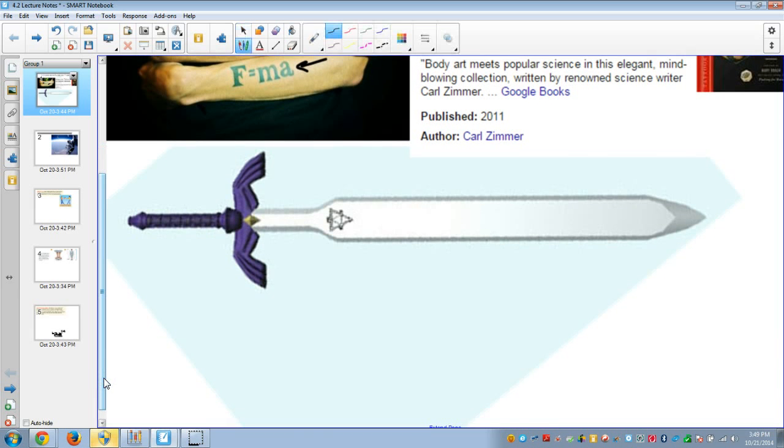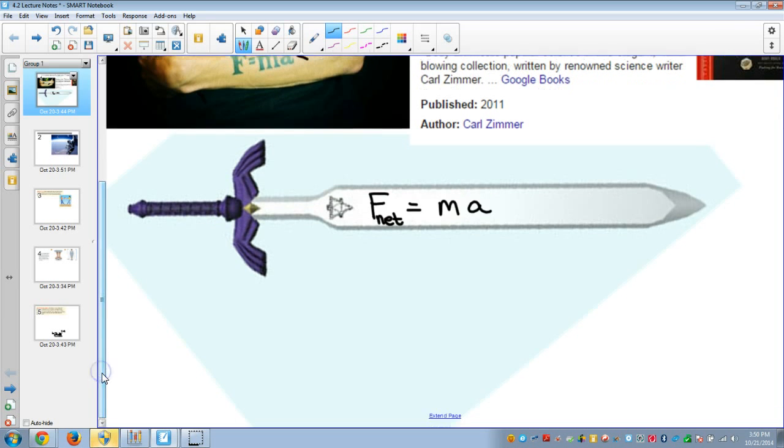But down below, if you're a Zelda player, it's the Master Sword. And sometimes I like to refer to Newton's second law, F equals ma, as the Master Sword. And I also like to put this little note down here. The net force causes acceleration. And here's the sentence that I want to work around today.